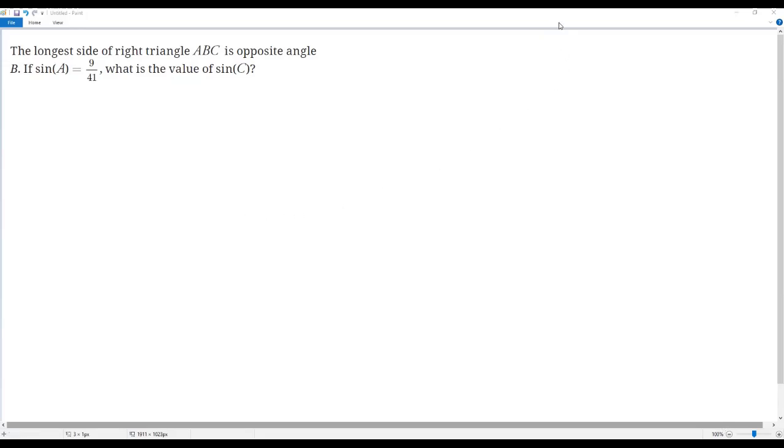Okay, first let me draw a right triangle. Here I have drawn a right triangle. In any right triangle, the longest side is the hypotenuse, and the hypotenuse will always be opposite to the right angle over here. So this is the longest side in this right triangle because it is opposite to the right angle. And the question says the longest side of right triangle ABC is opposite to angle B. So we must have angle B at the right angle.